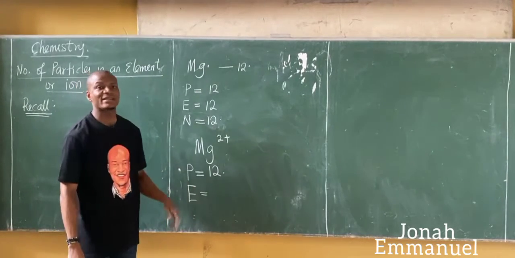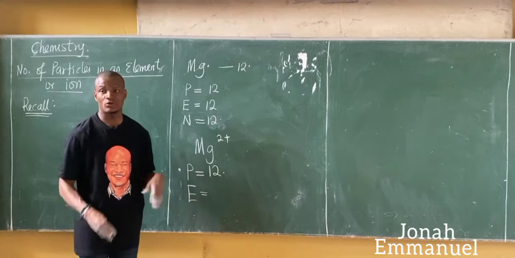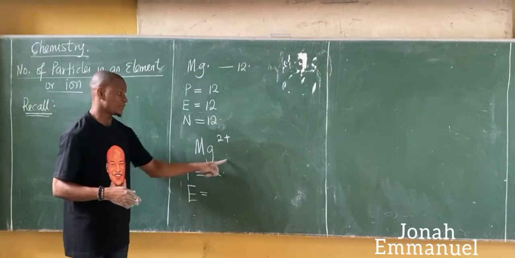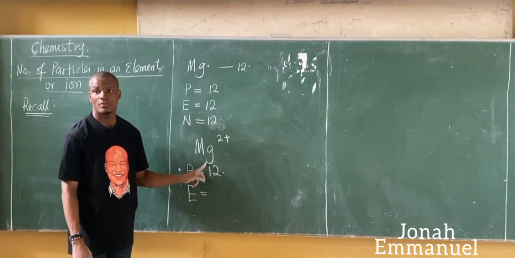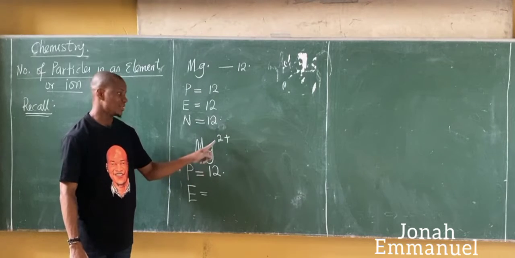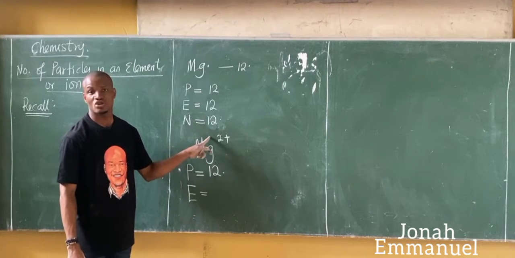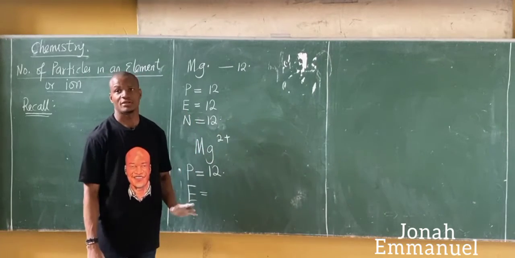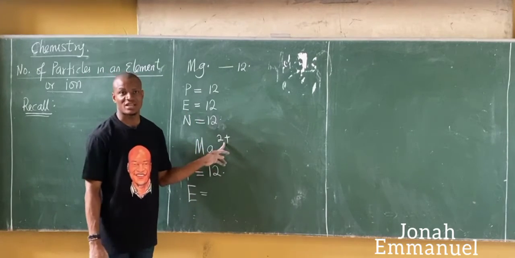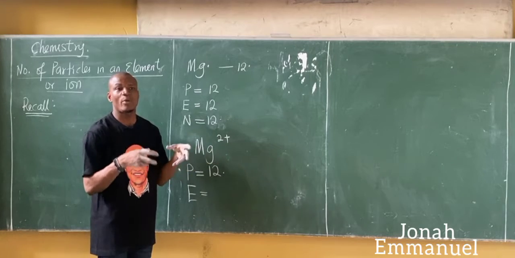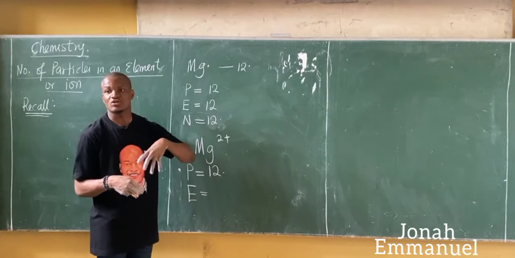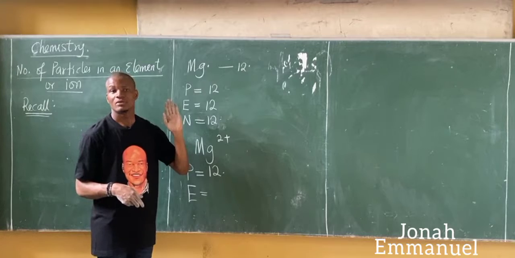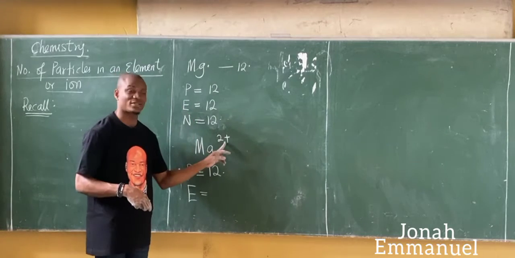If I'm asked to find the number of electrons here, what I'll do is this: ask yourself, this atom here, is it a neutral atom? It's not a neutral atom. Why? It contains an electric charge, so it's not neutral. Next, look at the kind of charge it's containing. It has a positive charge. For an atom to become positive, is it gaining an electron or losing an electron? It's losing electrons. That's why it's positive.